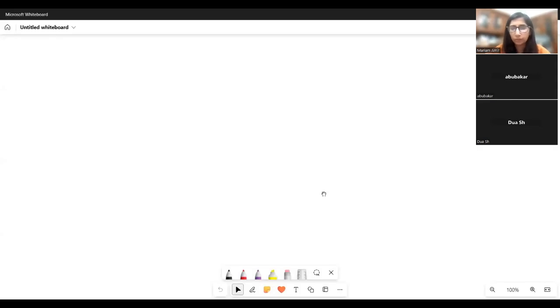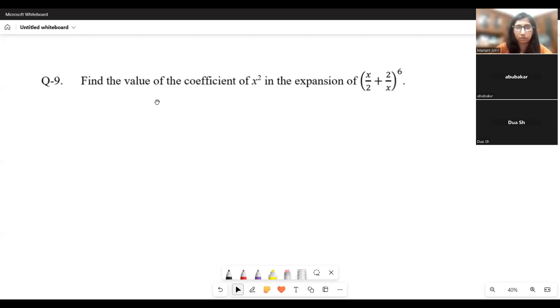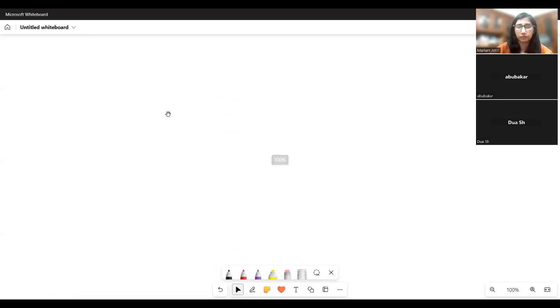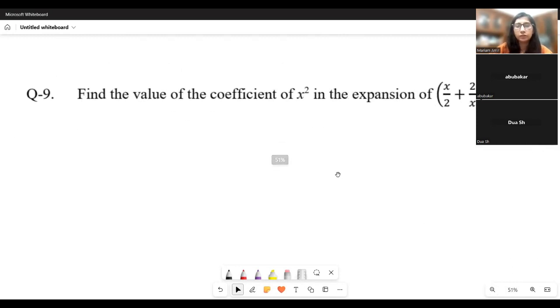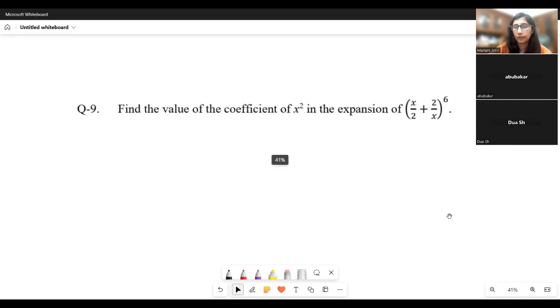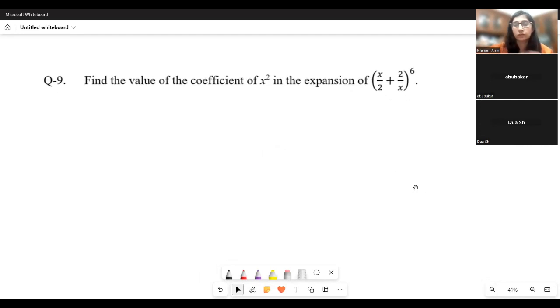Starting from question number 9 of the worksheet. Find the value of x squared in the expansion of (x/2 + 2/x)^6. Okay, so we will directly apply binomial expansion.